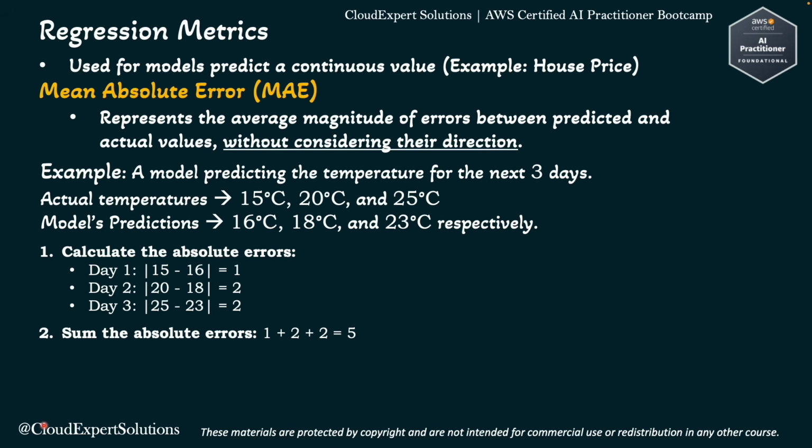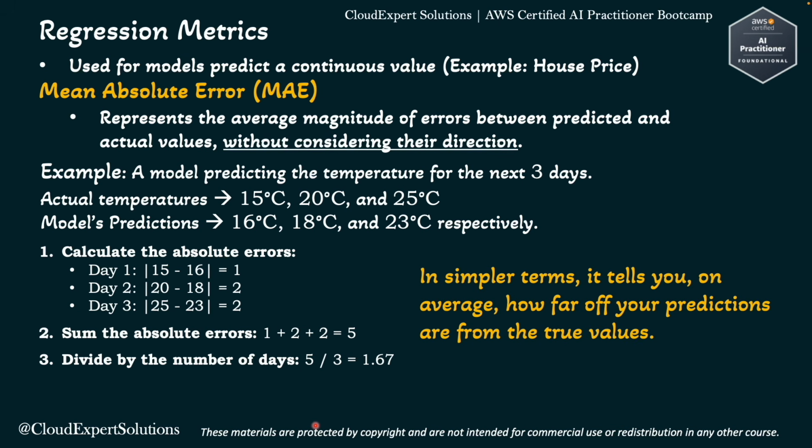Now the next step, you have to sum the absolute errors. For our case, it is 5, and then you have to take the mean of these absolute errors. Since we have 3 data points, that is why 5 over 3, which comes to 1.67. For this example, the mean absolute error is approximately 1.67 degrees Celsius. That means on average, your model's predictions are off by 1.67 degrees Celsius. In simple terms, it tells you on average how far off your predictions are from the actual values.